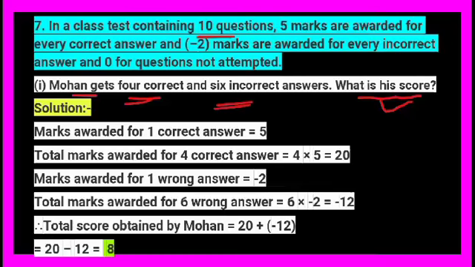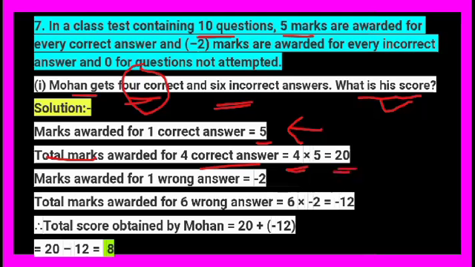So first of all, we count marks for Mohan's correct answers. Here we have 5 marks for one correct answer, so we need to find marks for 4 correct answers. For that, we write marks awarded for one correct answer is equal to 5. Then what about 4 correct answers? For that, we need to multiply this 5 marks for one correct answer with 4 correct answers. And 4 fives are 20.